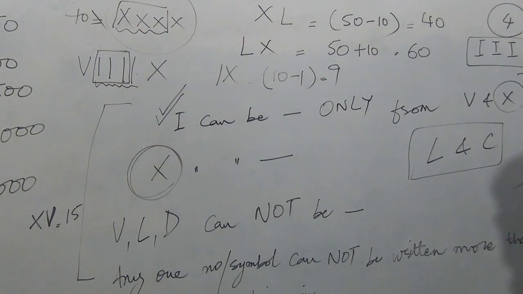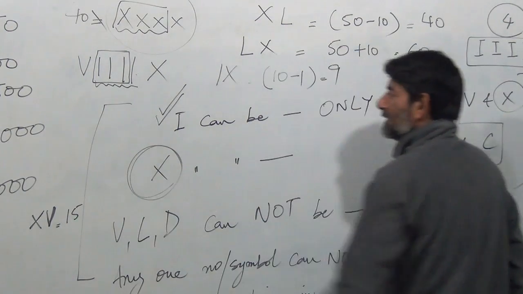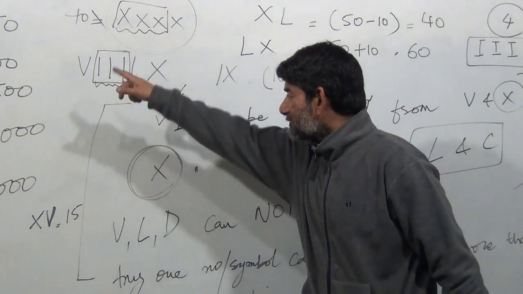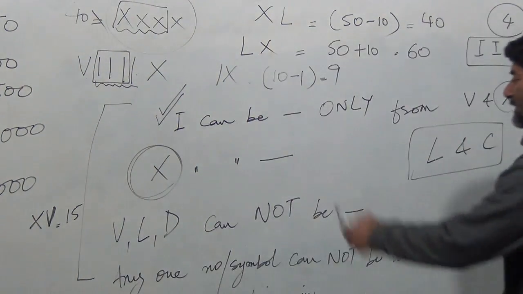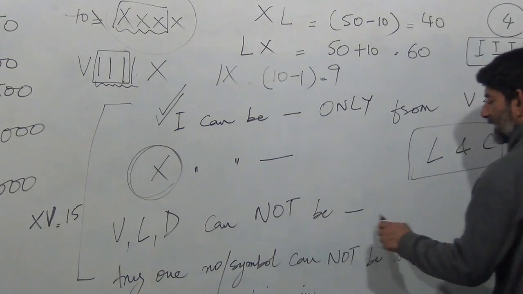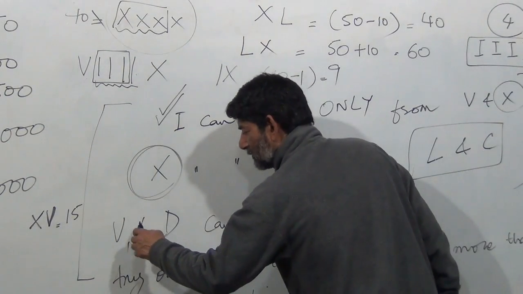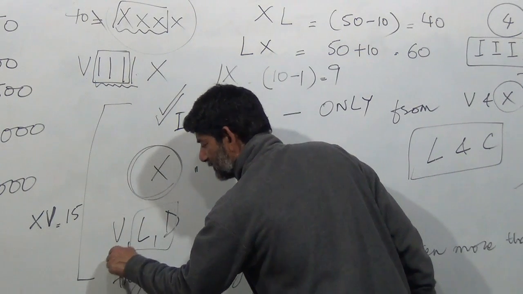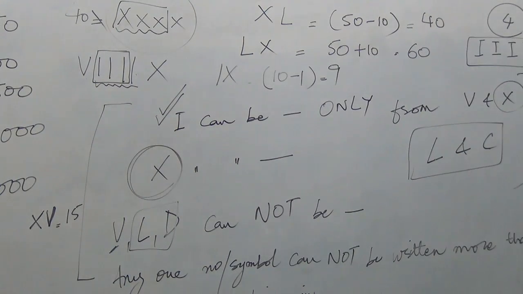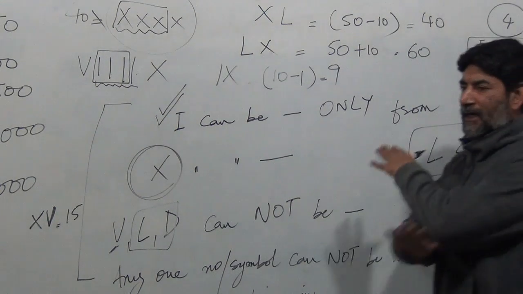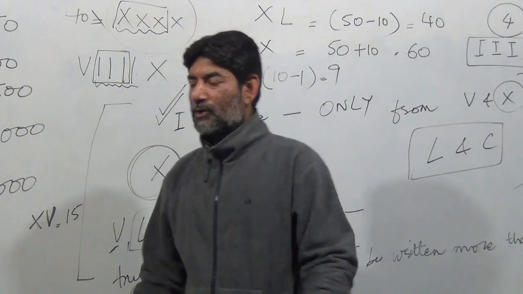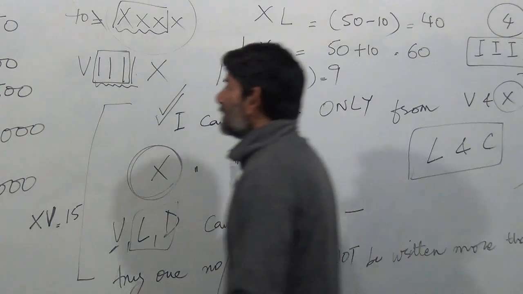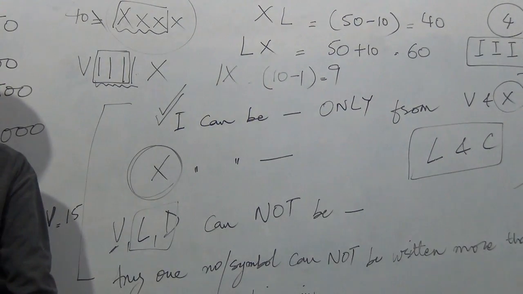The next is V, L, D. V is a 5, L is a 50, D is a 500, and these cannot be subtracted. This is important. Well, you won't come to a situation where you have to do this very often, but let's look at the first one. V, 5, cannot be subtracted. You cannot subtract 5.